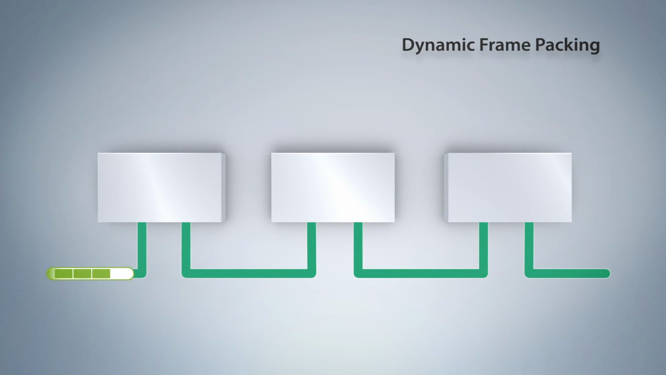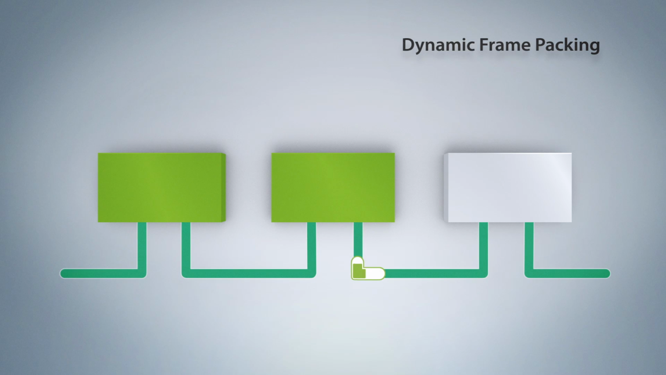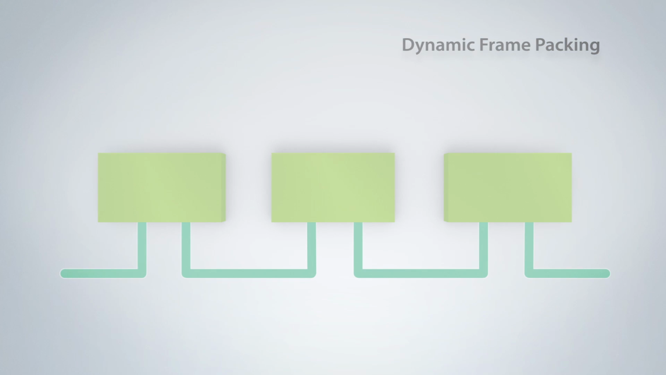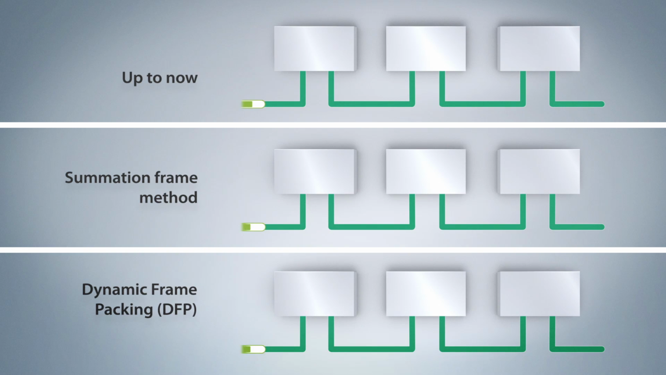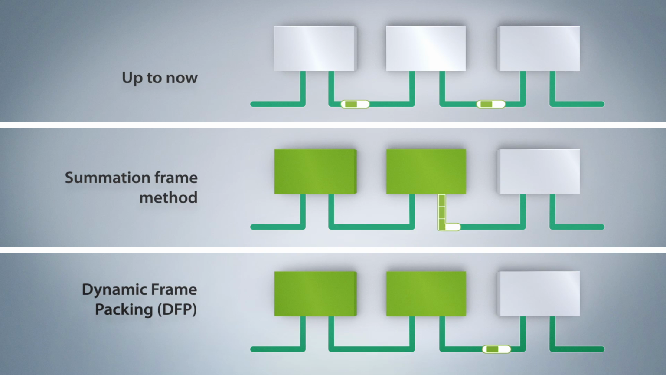Today's dynamic frame packing goes one step further. The process data remain in the respective device and are no longer forwarded. This shortens the frame and maximizes the efficiency of the data transmission. Dynamic frame packing significantly increases the available bandwidth, especially in line structures.